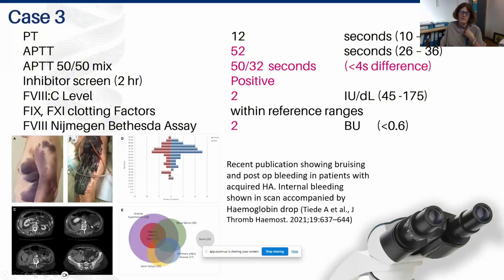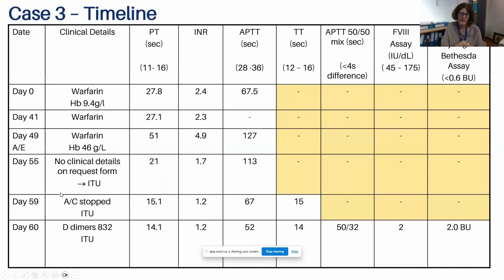And so this is just some pictures. It's a really good publication that's just come out about acquired haemophilia. And this was the timeline, just a summary of how we managed it. 40 days after she started warfarin, she presented to A&E with her prolonged APTT and bleeding. And then another 20 days later, they finally realized that she had acquired haemophilia.